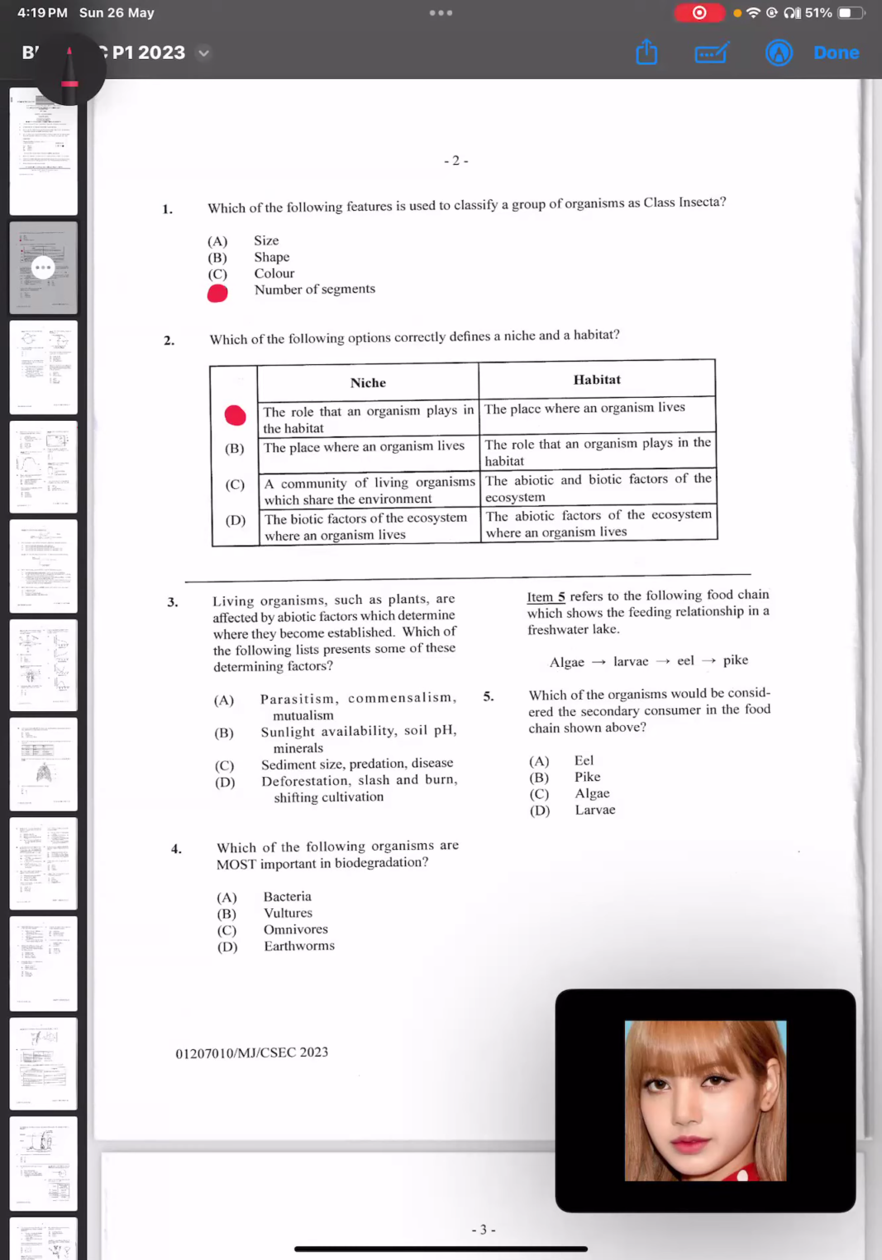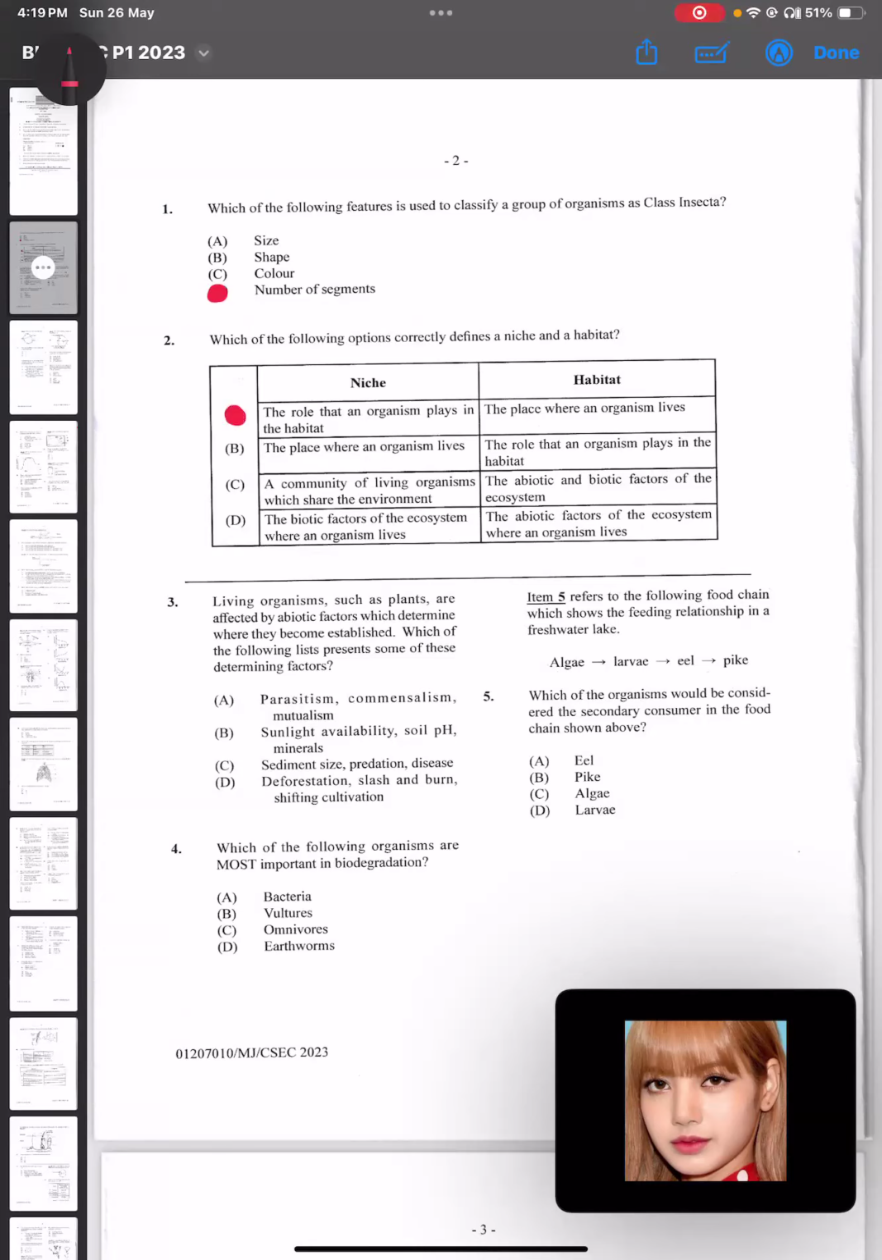So we know that parasitism and those are not abiotic. So the most appropriate answer in this case is soil and pH.